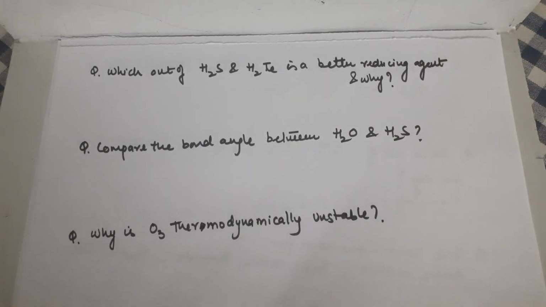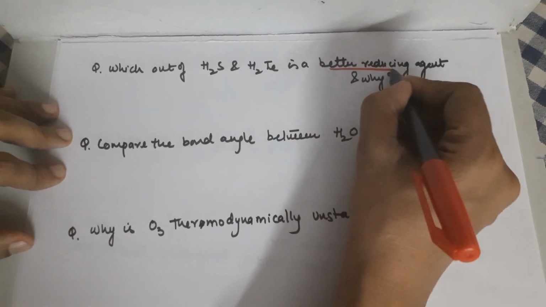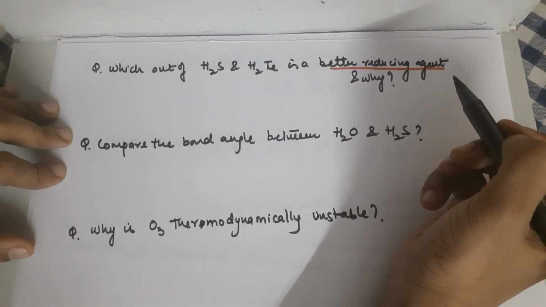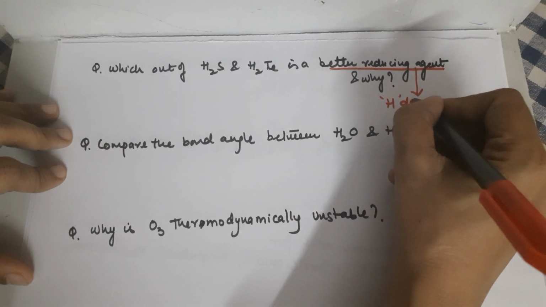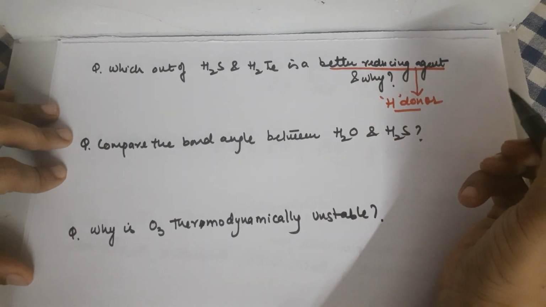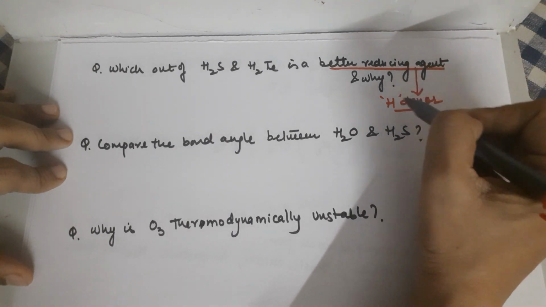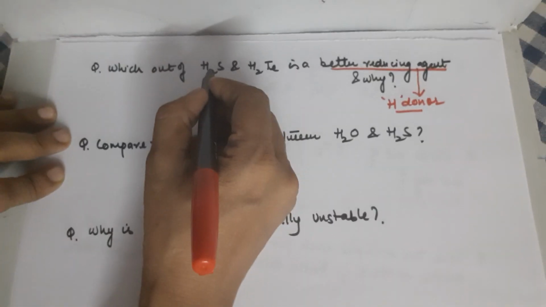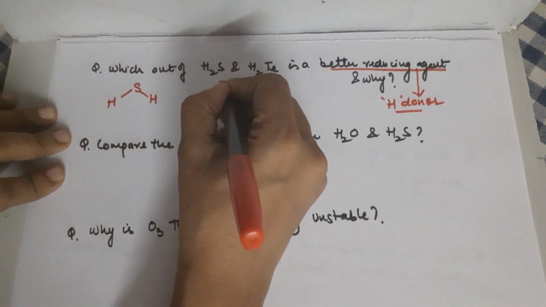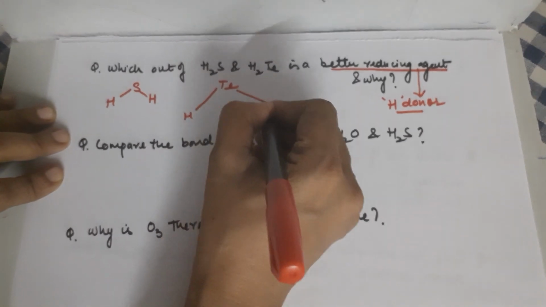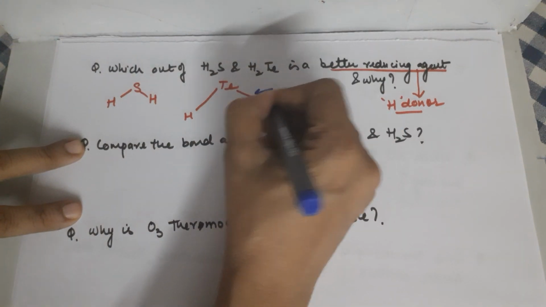Question number 1. Which out of H2S and H2Te is a better reducing agent and why? Now, when we talk about a reducing agent, it is a hydrogen donor. To reduce somebody else, the other person has to gain hydrogen, which means your agent should be a hydrogen donor. Now, out of H2S and H2Te, this is your H2S and this is your H2Te. I have deliberately shown you a longer bond length here.